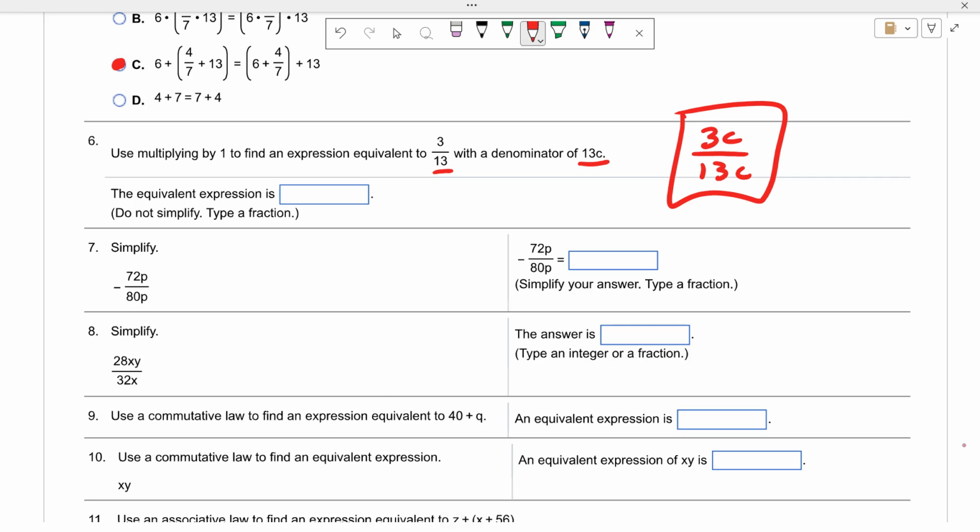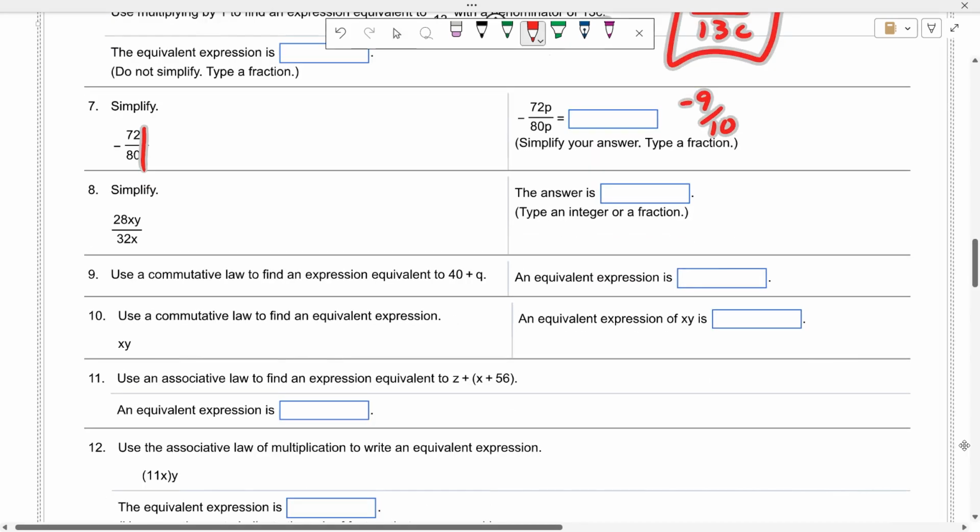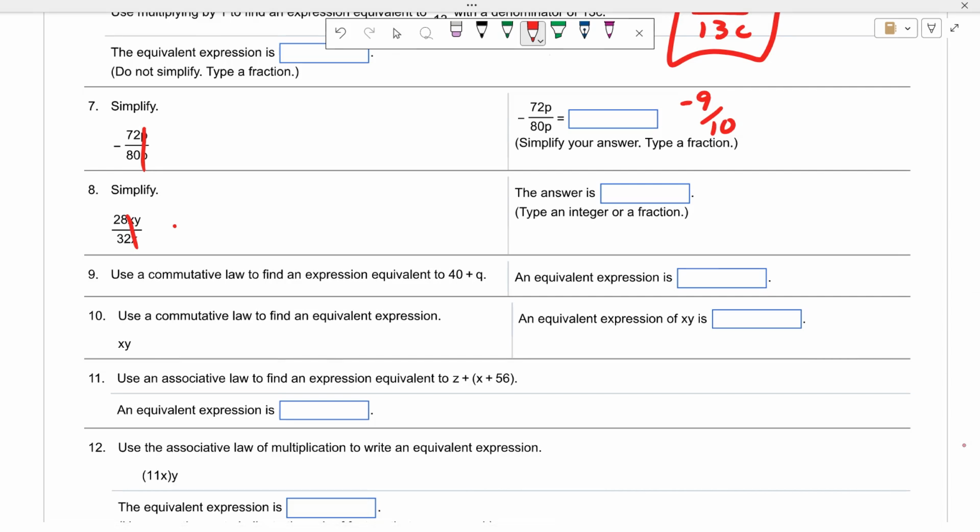Now if we're simplifying, if there's the same power of the variable, then they just cancel. 12 and 80 both have an 8 that go into them. If you divide them both by 8, you get -9 tenths. Okay. There is no y in the denominator, so y doesn't cancel, but x does. 4 goes into each, so it's 7y over 8.